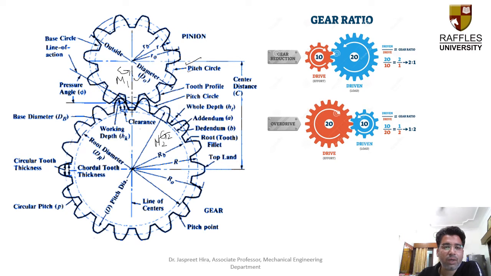So we have gear number 1 and gear number 2, and the imaginary circles drawn from gear number 1 and gear number 2 meet at a certain point. This particular point is known as the line of action, and here an angle is being generated. That angle is known as your pressure angle. So this is your pressure angle that is being generated, and it is represented as phi.